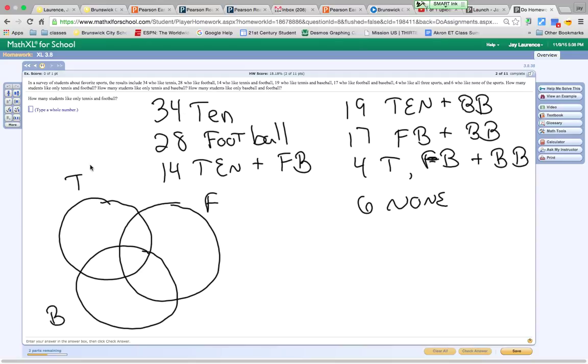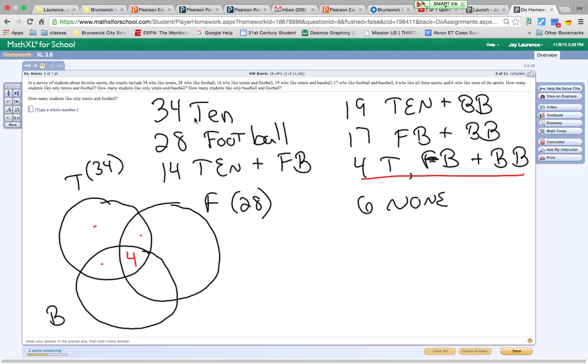Now I know the tennis number has to equal 34. I know the football number has to be 28. I don't know what the baseball number has to equal, I don't believe. All right, what can I fill in? Well, I'm told that 4 like all three. So 4 goes right there. These 4 pieces have to add up to be 34.